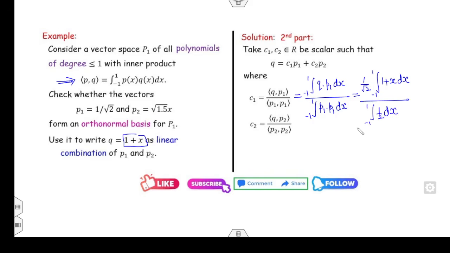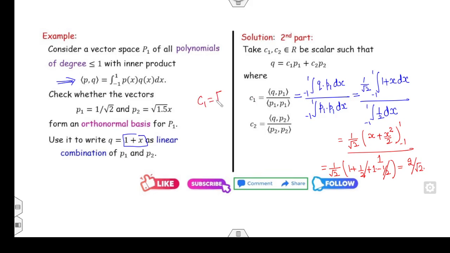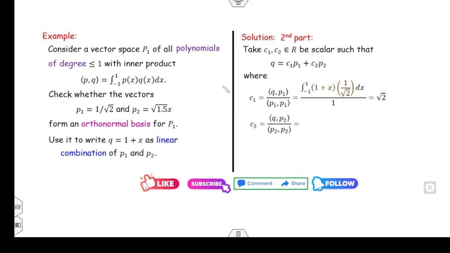If you take the numerator, 1 by root 2 is outside. It is x plus x square by 2 from 1 to minus 1, and the denominator is 1. If you substitute the value, that number will be 1 by root 2 times 1 plus half. Then if you substitute minus 1, half and half will be cancelled. It is 1 plus 1, 2 divided by root 2. So the answer of C1 will be 2 by root 2, that is root 2. The value of C1 is root 2.